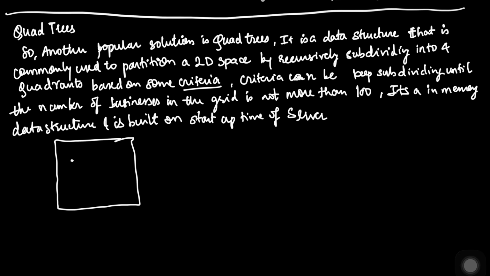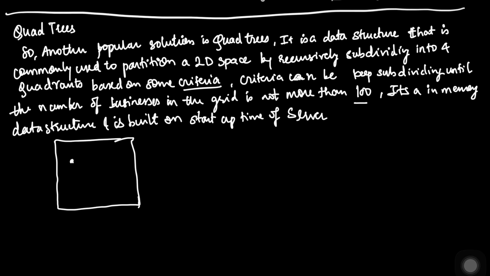Now in our case, I'll not take 100 as the number of businesses at which we divide the grid into four quadrants. Let's say I consider it as 4 as of now. My criteria is 4. If the number of businesses exceeds 4, then I need to divide my grid into 4 quadrants. Let's say I have a business over here in my quadrant.